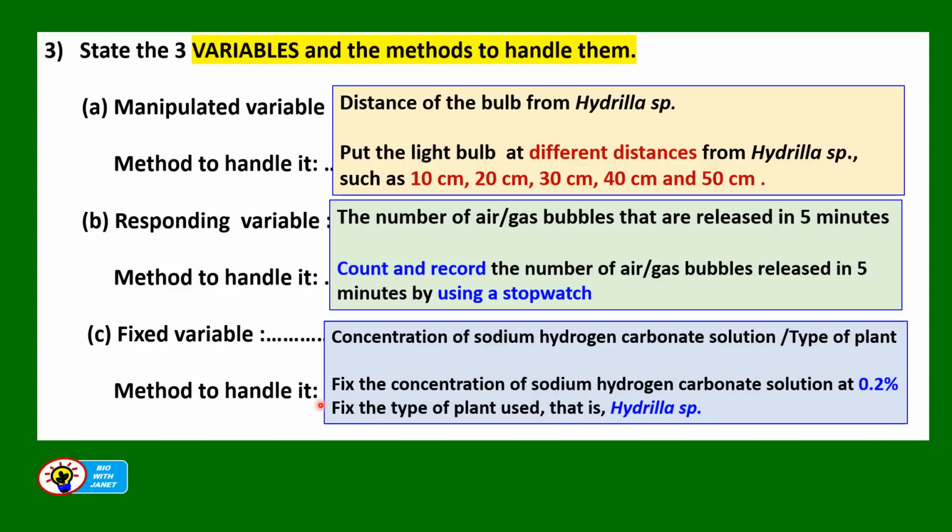So how do we handle the fixed variable here? We must fix the concentration of sodium hydrogen carbonate solution at 0.2%. That is if your fixed variable is written as concentration of sodium hydrogen carbonate solution. Then you write fix the concentration of sodium hydrogen carbonate solution at a certain value. In this case, it is 0.2%. So the word fix must be there. And then another one, fix the type of plant used, which is Hydrilla species. So state the species of the plant. You must state it. If they use Elodea, then you say Elodea species. It depends on the type of plant, the species of the plant that's used.